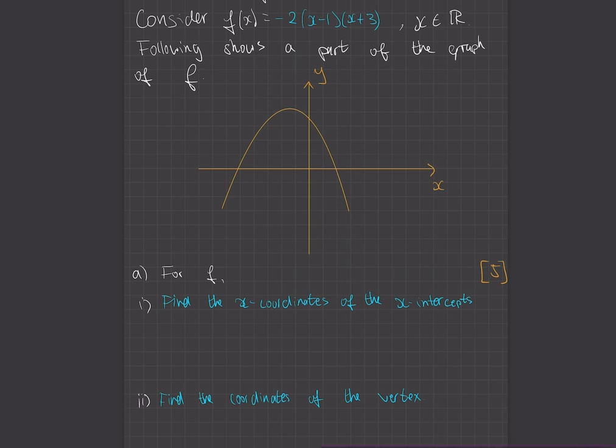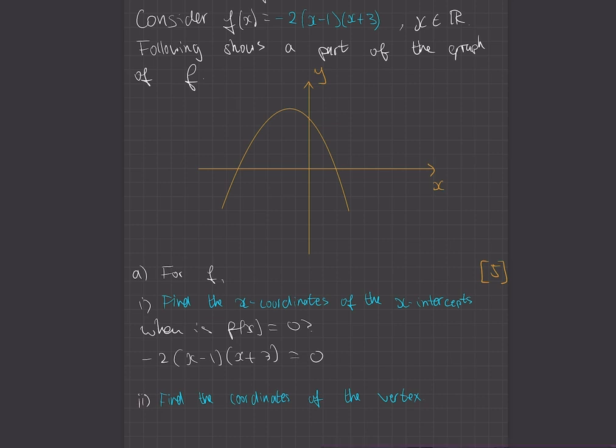So it's telling us to consider this function minus 2, x minus 1, x plus 3, right? And then it shows a part of the graph here. So it says find the x-coordinates of the x-intercepts. So the way we do this is we just look at the function. I mean, it's basically given to us. They're asking us when is f of x equal to 0? And we've got minus 2 times x minus 1 times x plus 3 being equal to 0.